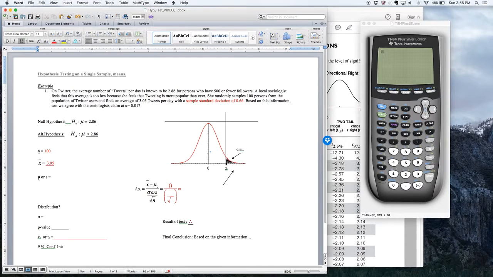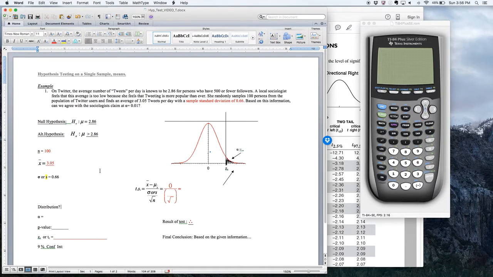Now it says sigma or S. This template works for both the t distribution and the normal distribution. So when you're working with this, you should circle, or I don't have the ability to circle here, so I'll just highlight. We got the sample standard deviation, and it gave it to us. It's 0.66.